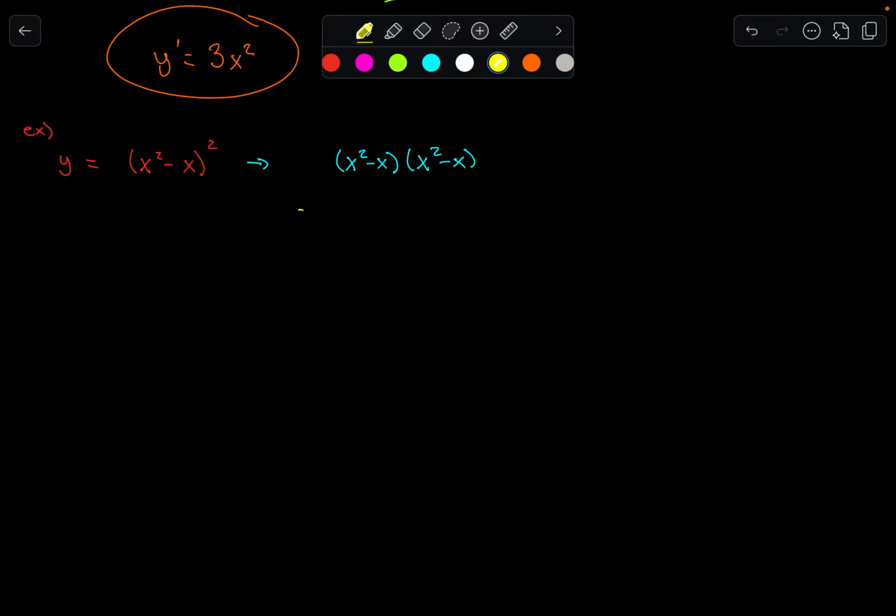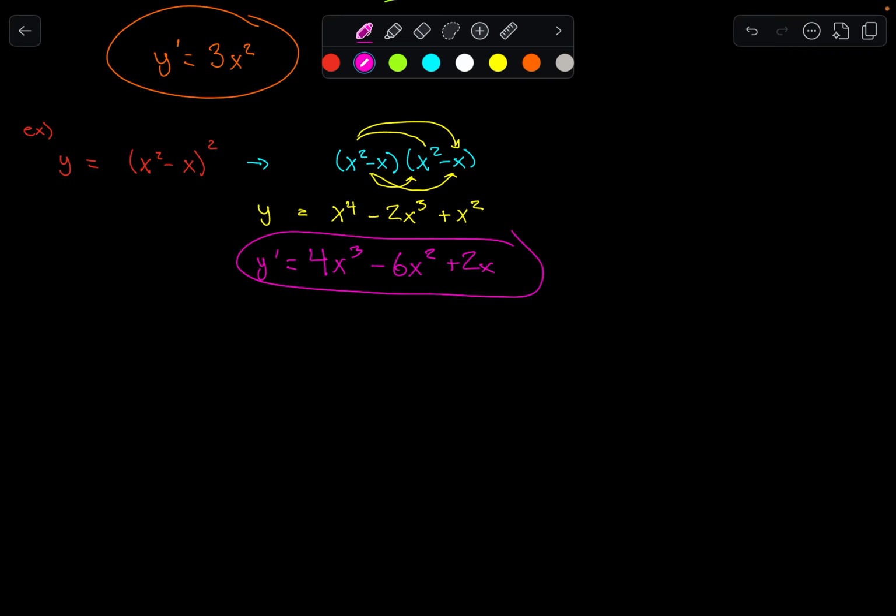I could multiply these together. I could FOIL them. So if we're very careful, the first is x to the fourth, the outer is a minus x cubed, and we're going to have another minus x cubed when we do the inners. So we're going to have a minus 2x cubed. And then we have a plus x squared there. So that just means that our function we're taking the derivative of is this, so we could just do y prime is equal to 4x cubed minus 6x squared plus 2x, and we're done. There's our derivative. We didn't even have to use a chain rule in the slightest.